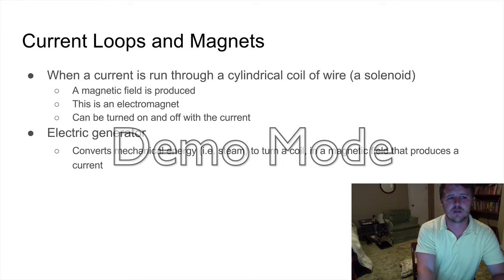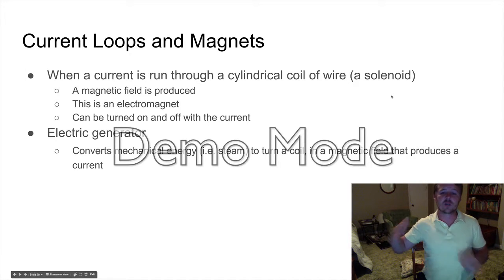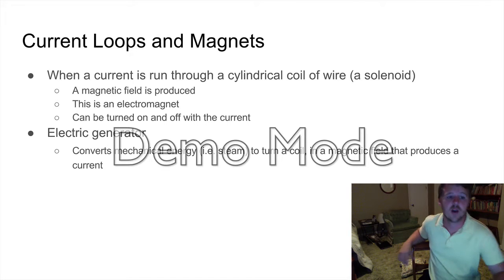So let's see. So current loops and magnets. Here we got this top line. When a current is run through a cylindrical coil of wire, a solenoid is formed. A magnetic field is produced. This is an electromagnet. It can be turned on and off with the current.